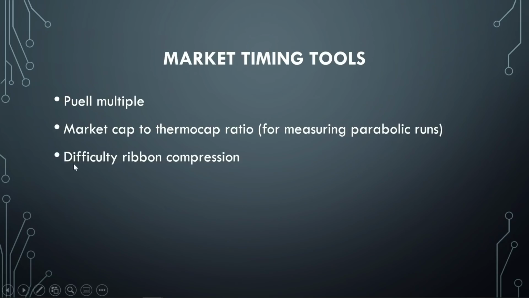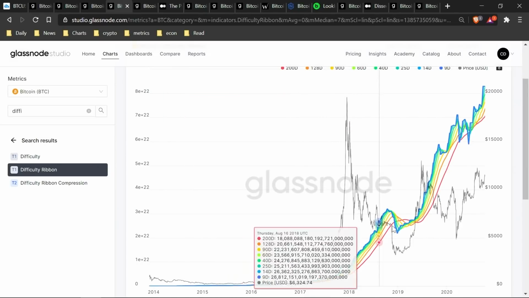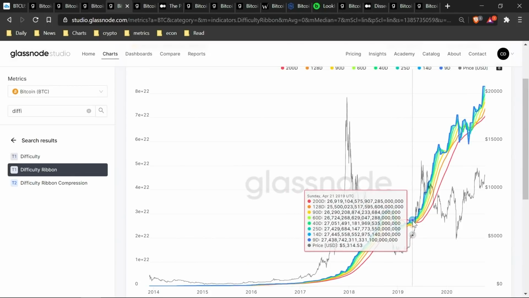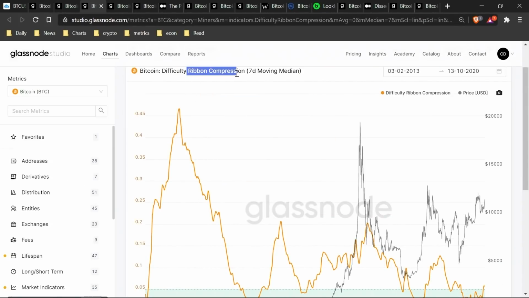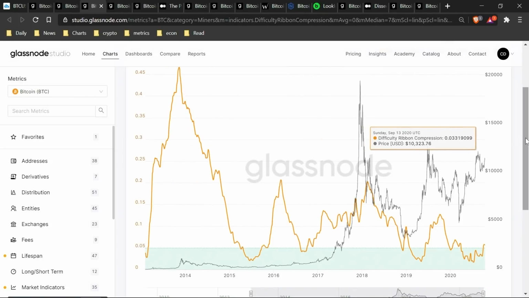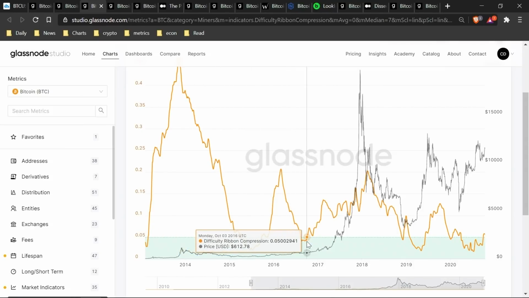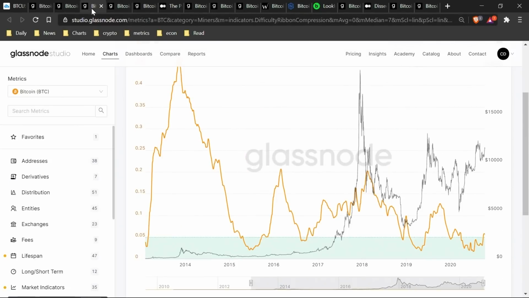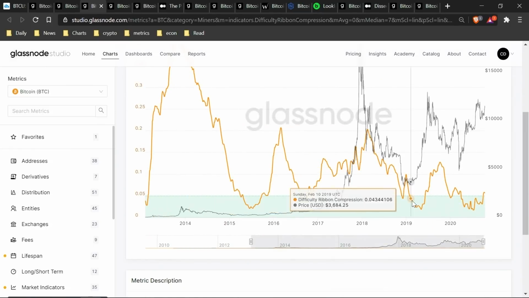And the next one is the difficulty ribbon compression tool. And we talked about the difficulty ribbon in a prior video, but what the compression tool is looking for is when these moving averages kind of compress or squeeze together. And if we jump over here and actually look at the ribbon compression, it again visualizes this in an oscillator where it shows you good buy zones. So just like the market cap to thermocap is a good market top indicator, the compression on the ribbon is typically a good buy indicator.